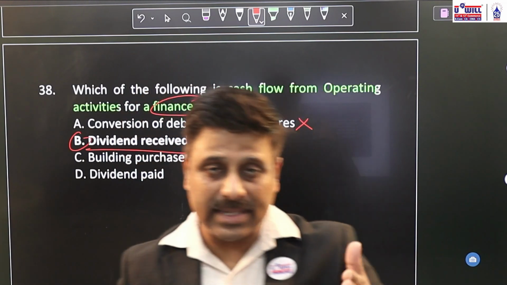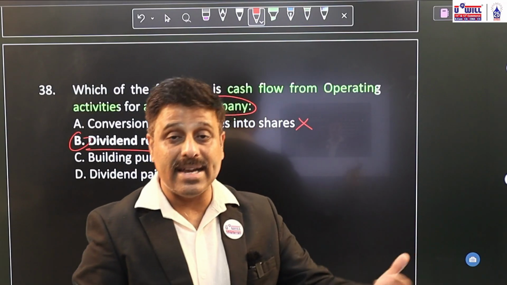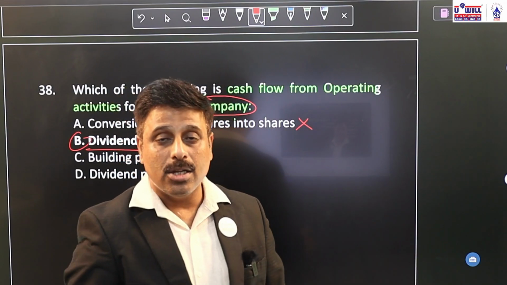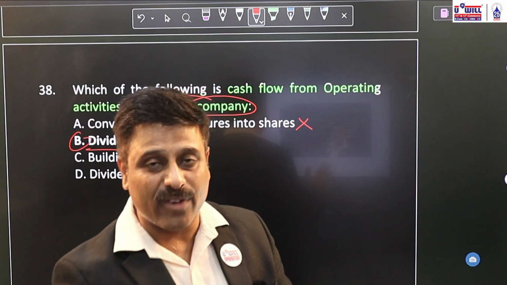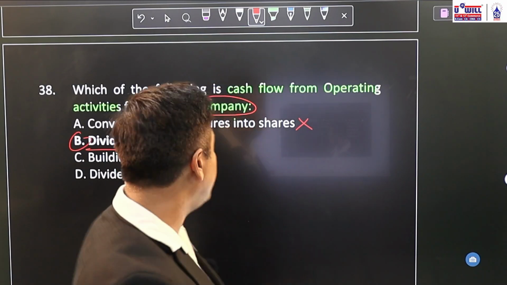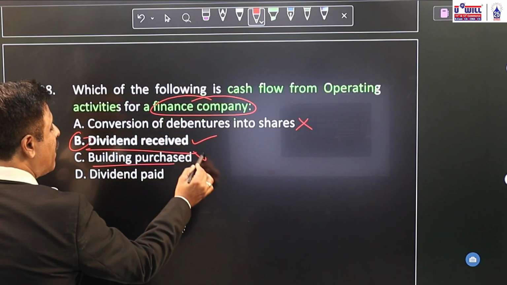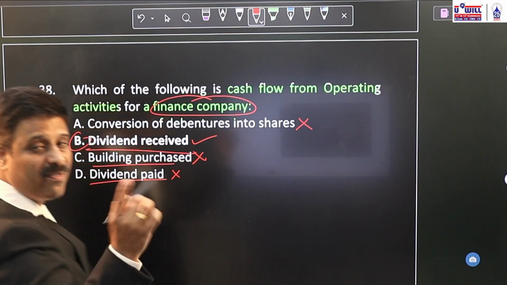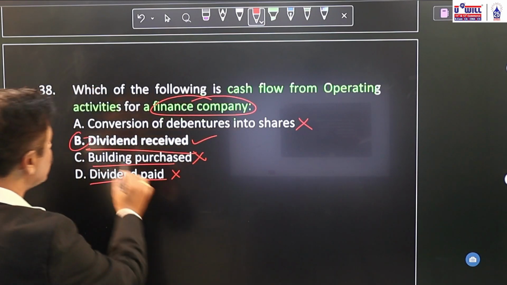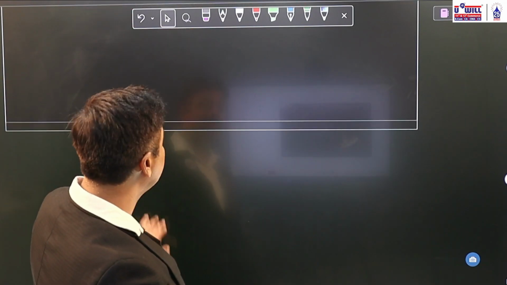Your business is getting the money and using that money. You use that money in buying shares, debentures, and other investments. So whatever dividends and interest you receive, it is a part of your main business activity for a finance company. That is a part of operating activity. So this is correct. Building is always a part of investing activity for any company. Dividend paid is always a part of financing activity for any company. So dividend received for a finance company is an operating activity.